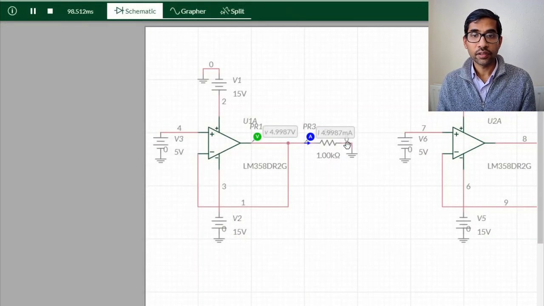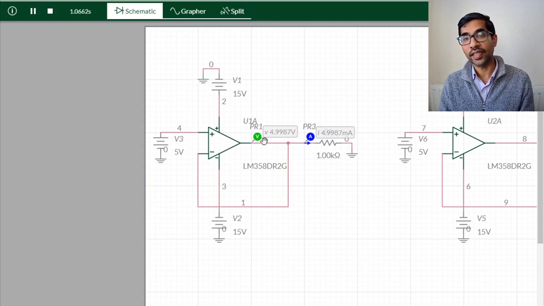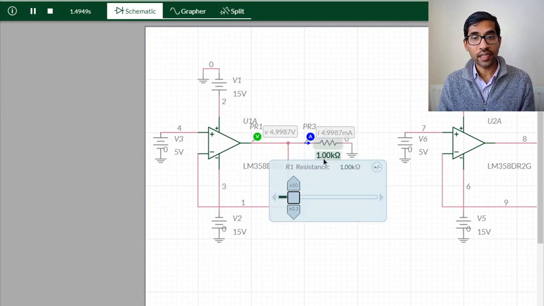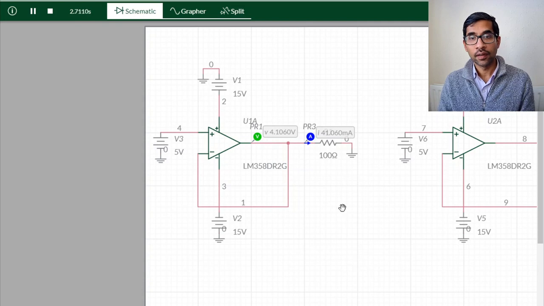If I run this, you can see that it's around 5 milliamperes of current flowing through 1 kilo ohms, and the voltage output is 5 volts, which is what you expect, right? Because this is a voltage buffer, the input is 5 volts, you get a 5 volt output. Now let's increase the current that you're taking here. Just to save time, I'll just make it 100 ohms. But if you want, you can try out with resistors in between. So I'll just reduce it by 100 times. And now you're getting like 40 milliamperes of current.